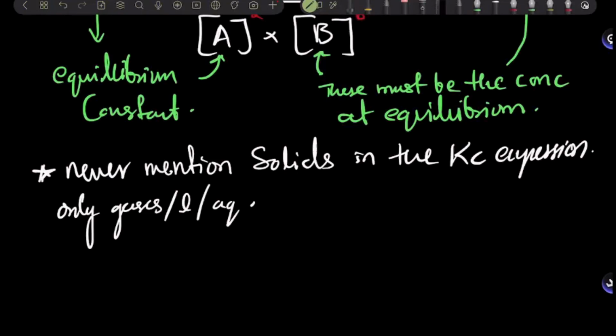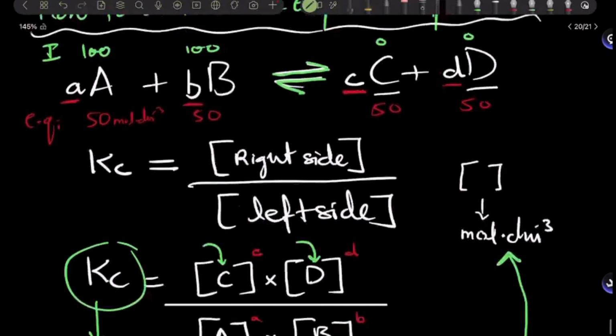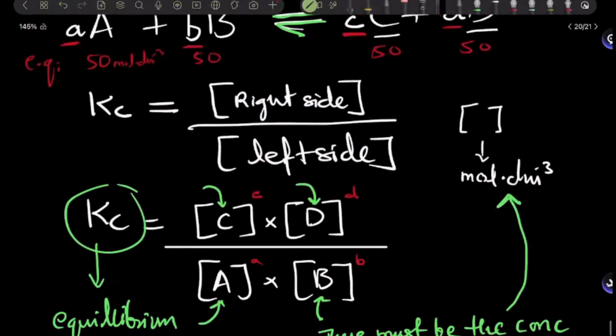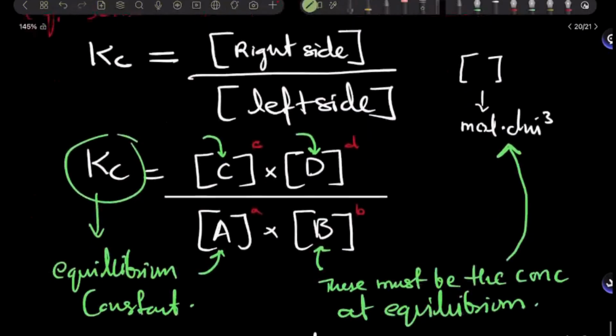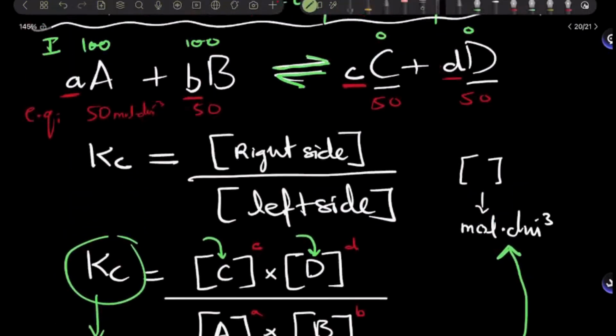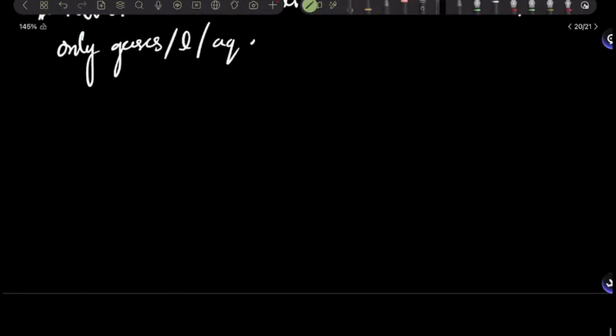So now we know how to write the Kc expression. We write the products, the right-hand side, and divide them by the reactants, the left-hand side. Whatever the molar coefficient is, the small letters that I've written, that becomes the power of concentration in the Kc expression. So now let's do the example that we've written before.